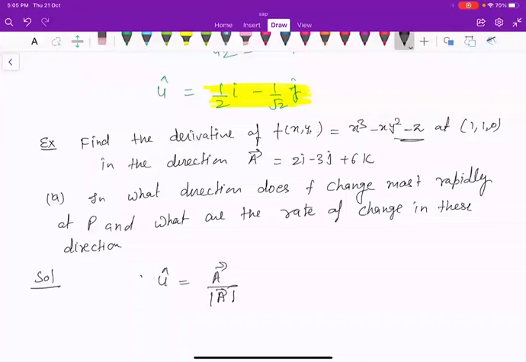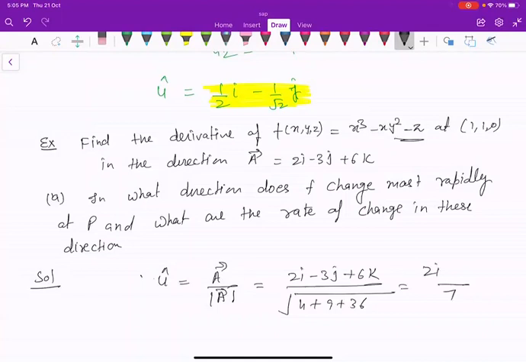Okay, ma'am. Sorry. So this is 2i minus 3j plus 6k upon square root of 4 plus 9 plus 36. It is coming out to be 7. So u is (2i minus 3j plus 6k) upon 7.